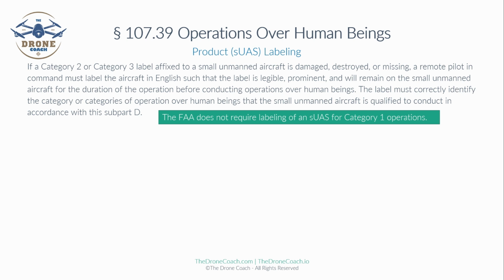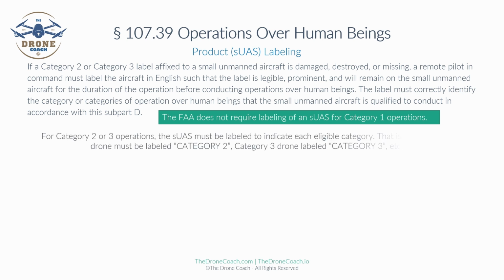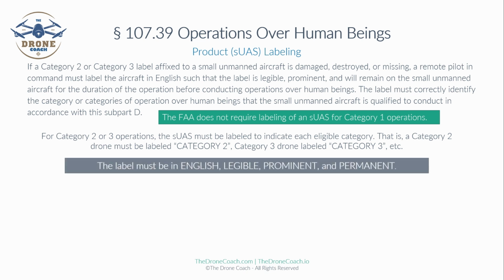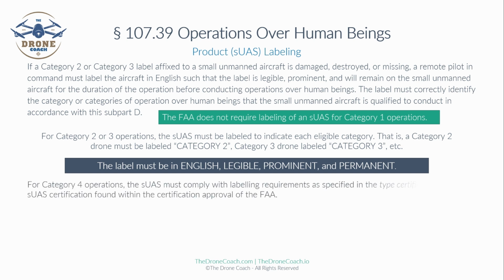The FAA again does not require labeling of a drone for Category 1 operations, but for Category 2 or 3 operations, the drone must be labeled to indicate each eligible category. That is, a Category 2 drone must be labeled Category 2, a Category 3 drone labeled Category 3, etc. The label must be, again, in English, legible, prominent, and permanent.